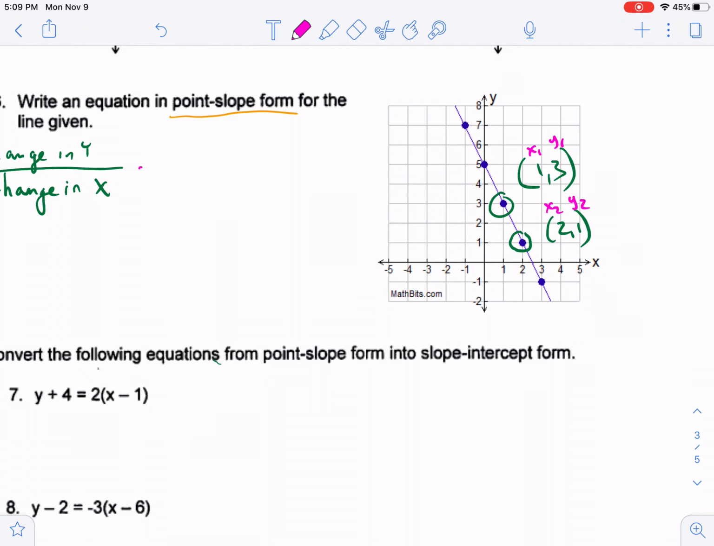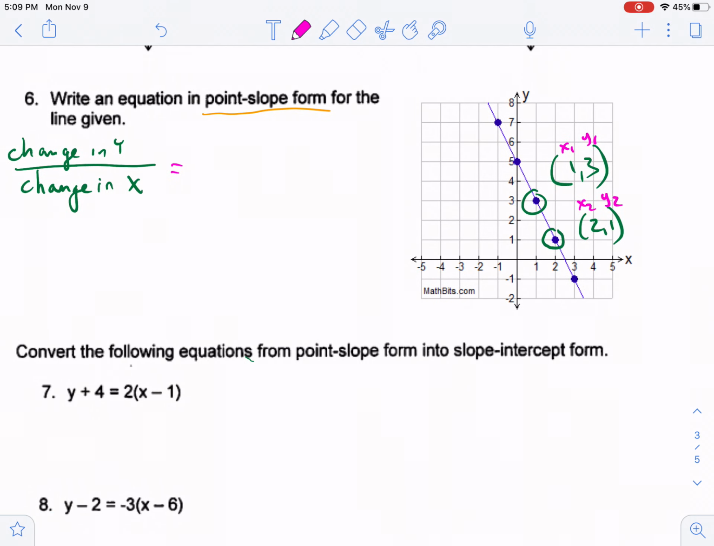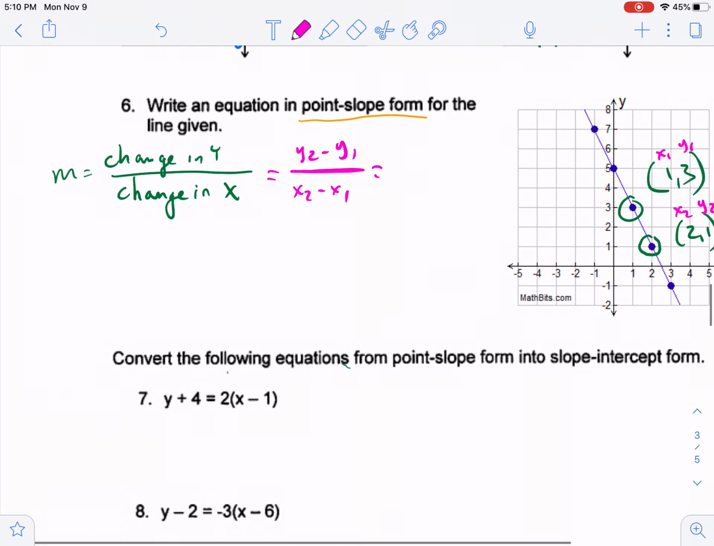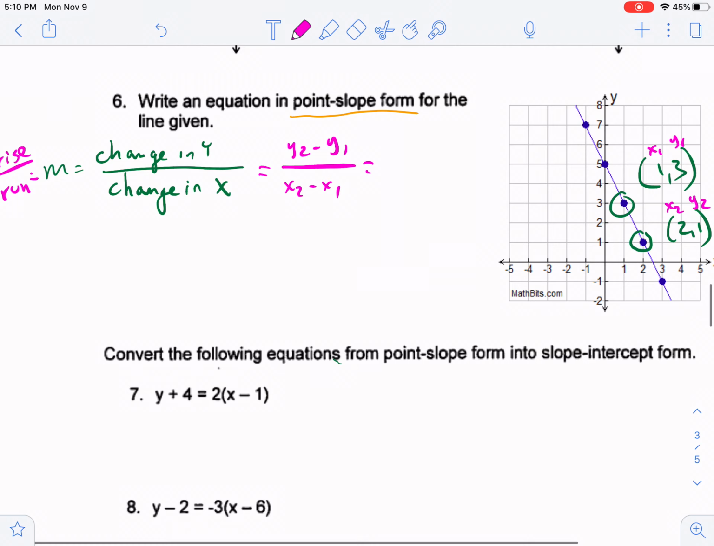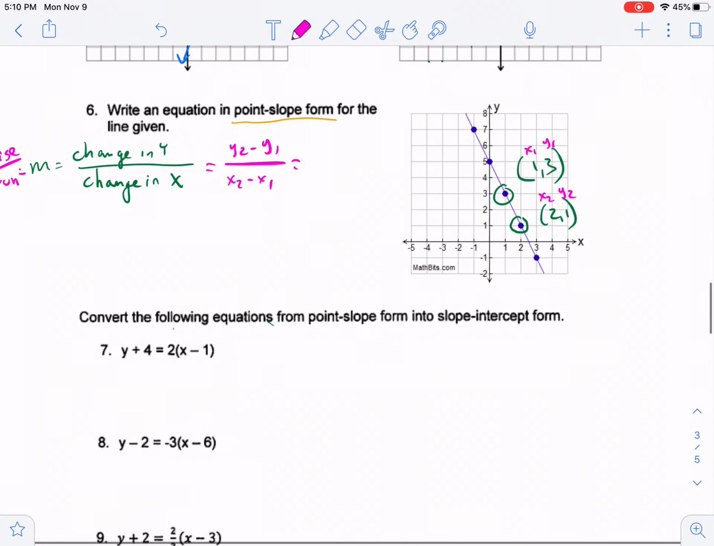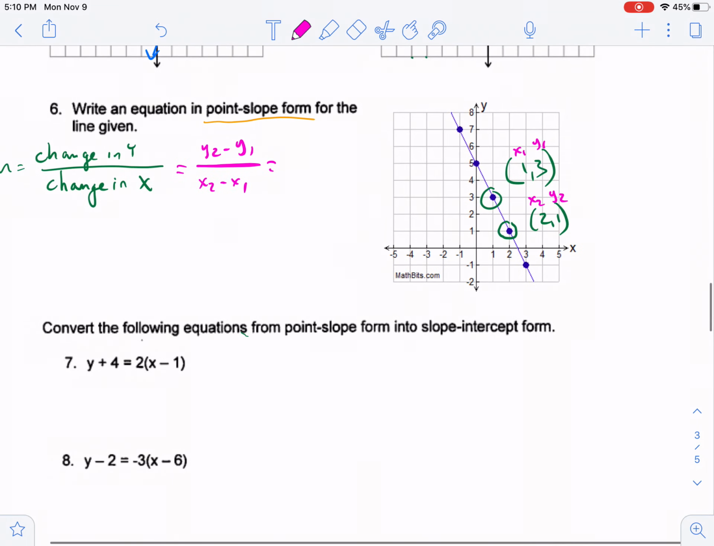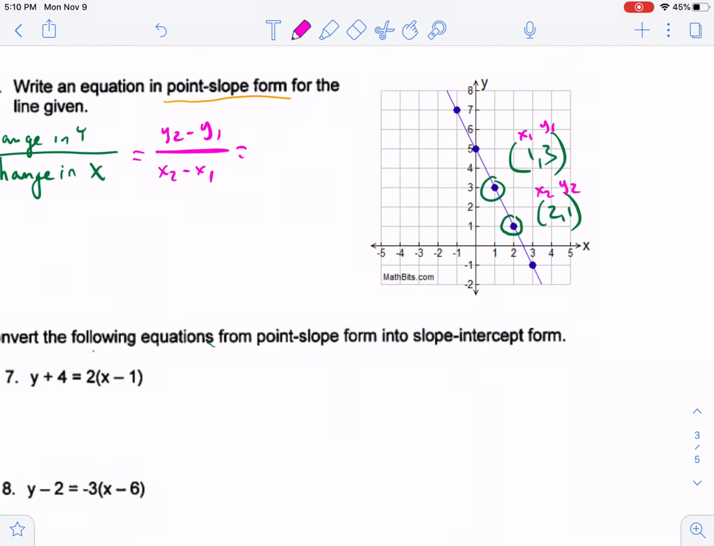So what's the change in y? Well, another way to say this is y2 minus y1 over x2 minus x1. There's so many ways to say this. Rise over run is another way to say this. Rise over run equals m, which is slope. Change in y over change in x equals y2 minus y1 over x2 minus x1. This is all the slope. Basically, do you want to ski down this slope? Well, first I want to know what the slope is.